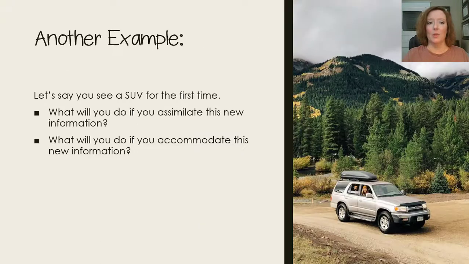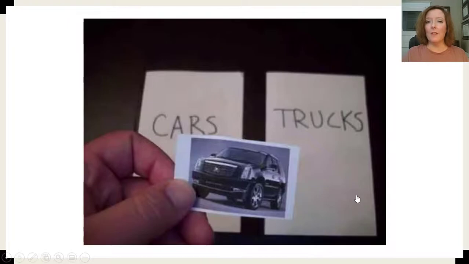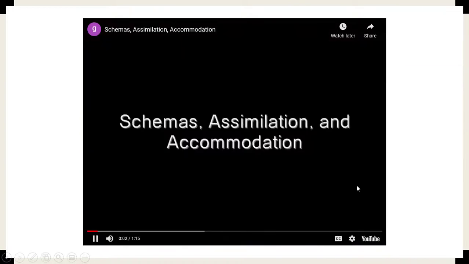Here's another example. Let's say you see an SUV for the first time. What will you do if you assimilate this new information? I want you to think about that for a second. If you are assimilating it into an existing concept of what you already know, you've never seen an SUV before, you're trying to kind of categorize that thing in your mind. How is that different from if you accommodate the new information? It's quite different. Let's watch a quick video and see an example of that very process.